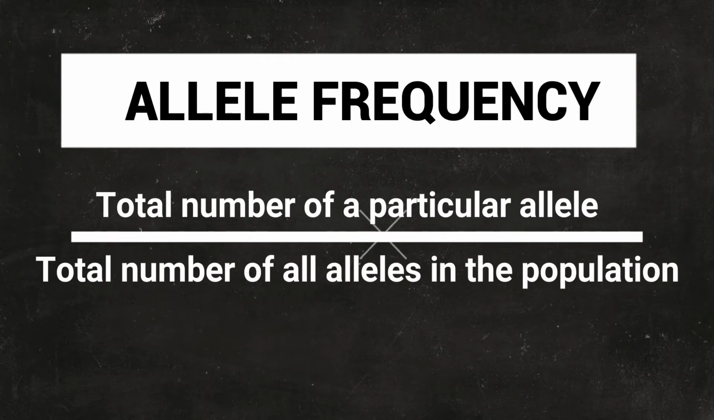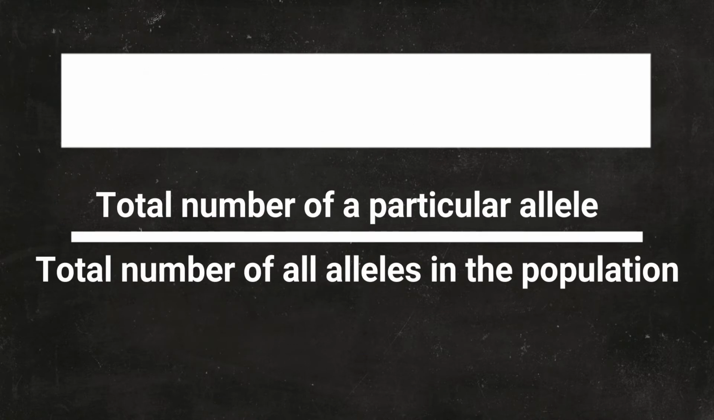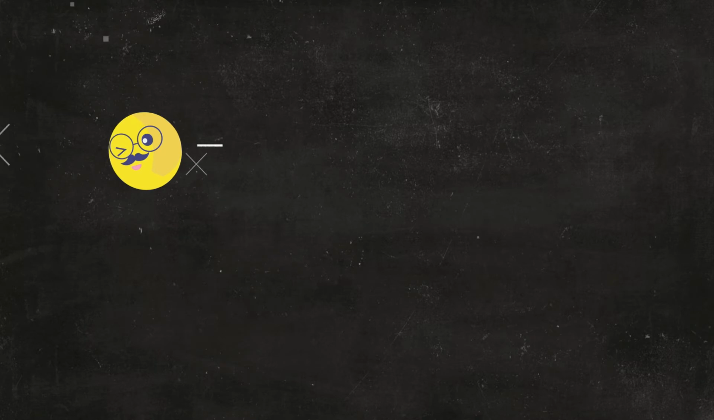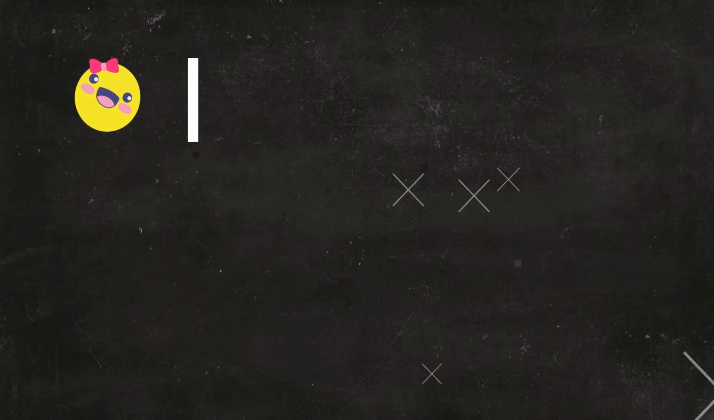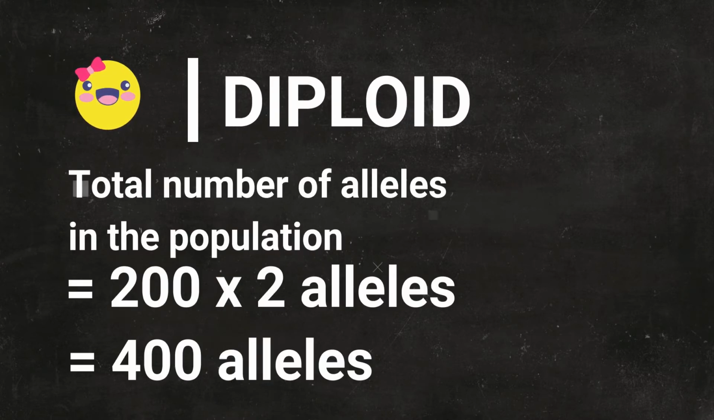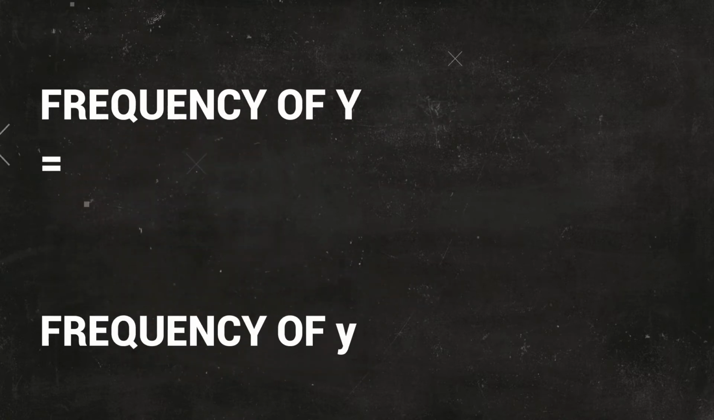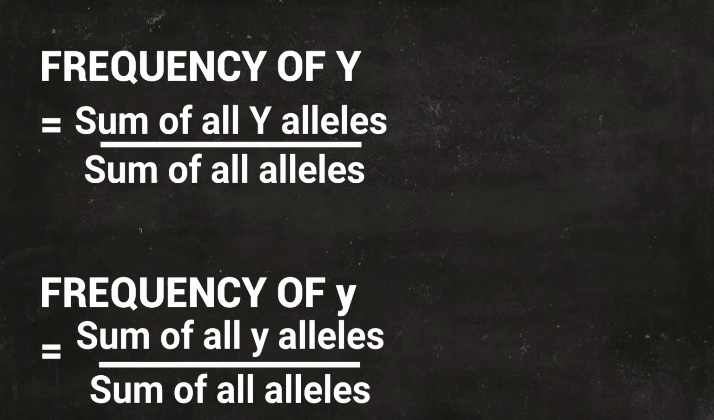What about allele frequency? Allele frequency is defined as the total number of one particular type of allele, either big Y or small y, divided by the total number of all alleles in the gene pool. From our previous example, you know that there are 200 pea plants, but do you know how many alleles are present in that population? Pea plants are diploid, like us. Since they have 2 alleles for the gene of their seed color, you just have to multiply 200 by 2 alleles, which will give you a total number of 400 alleles. Now, you need to get the total number of the dominant allele, which is the big Y, and the recessive allele, which is the small y, so that we can then calculate the allele frequency of both alleles.